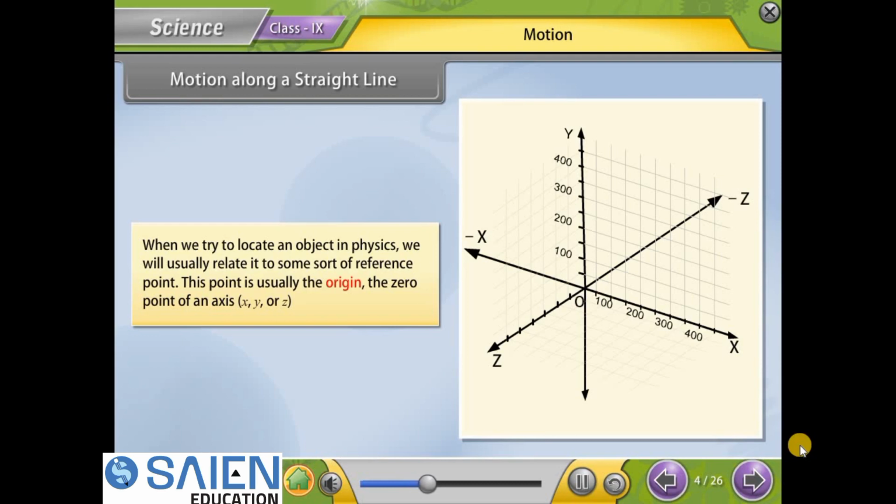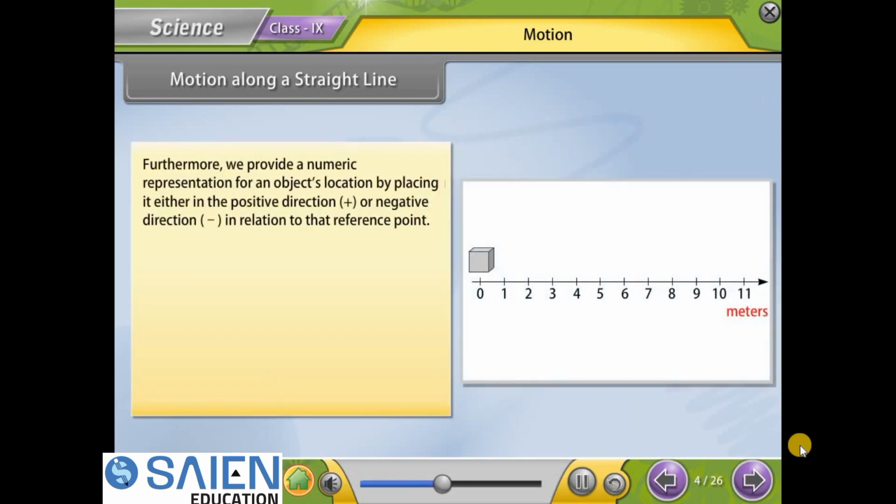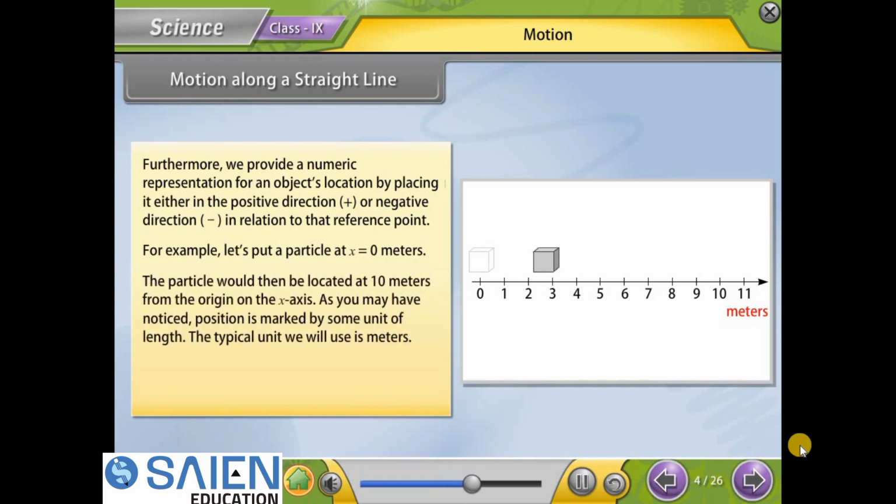When we try to locate an object in physics, we will usually relate it to some sort of reference point. This point is usually the origin, the 0 point of an axis, x, y, or z. Furthermore, we provide a numeric representation for an object's location by placing it either in the positive direction or negative direction in relation to that reference point. For example, let's put a particle at x equal to 0 meters. The particle would then be located at 10 meters from the origin on the x-axis.